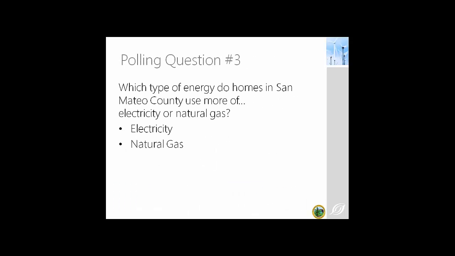Next slide. So here's our next polling question. Which type of energy do homes in San Mateo County use more of, electricity or natural gas?